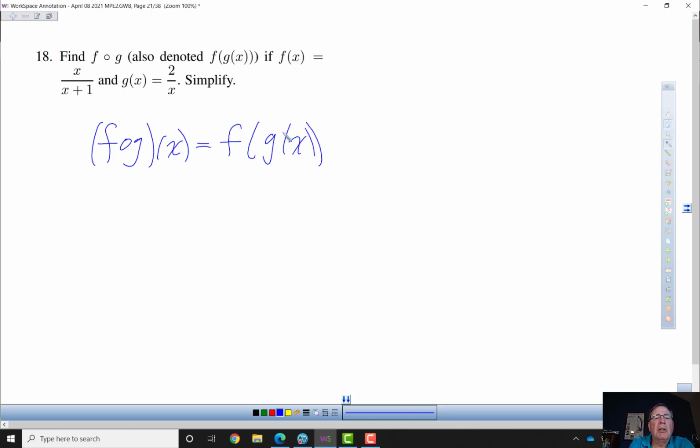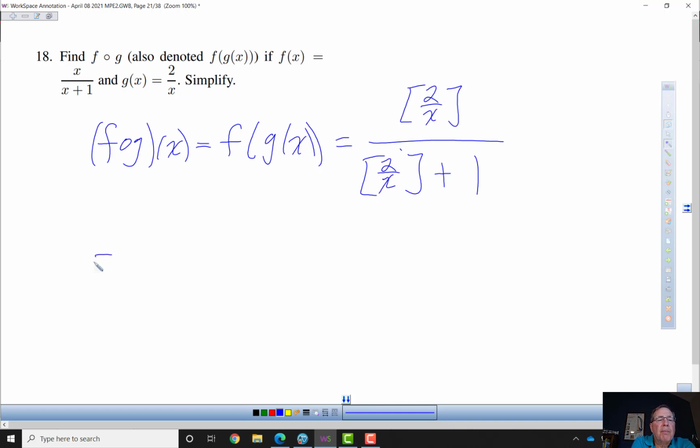So that's telling me the g of x function goes inside the f of x function. And then my g of x is 2 over x. So I'm going to rewrite the f of x function and put brackets everywhere that there's an x. And then I'm going to replace the x here with 2 over x.